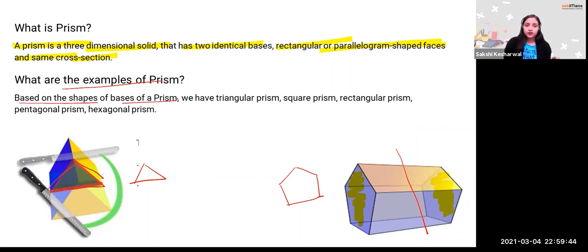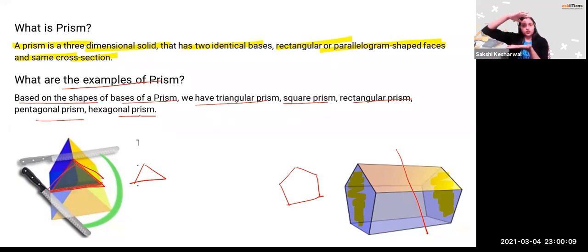The base of the prism can be a triangle, square, rectangle, pentagon or hexagon, so we have a triangular prism, square prism, rectangular prism, pentagonal prism, hexagonal prism. As you change the shape of the bases, like the top and the bottom, its name is given accordingly. Now, if the base is a polygon of 10 sides, we say this is a decagonal prism.